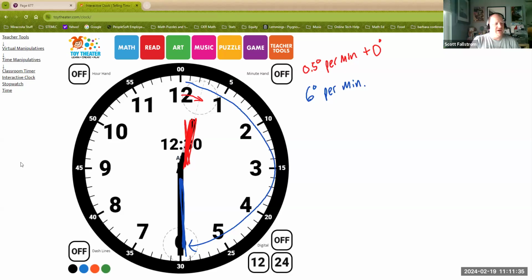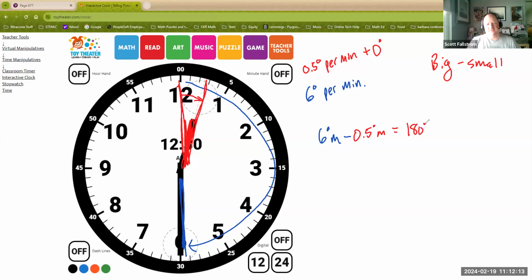Wherever they actually meet, this red angle started at noon and moved over. It's just a small angle, but the blue one's over here. I want you to think in your mind, you need big minus small. The big angle in this case is blue and the small angle is red. So then you can set those up: blue, 6 degrees times minutes, minus red. Red is half a degree per minute. And we want that to equal 180 degrees.